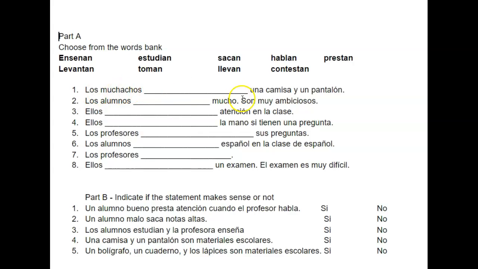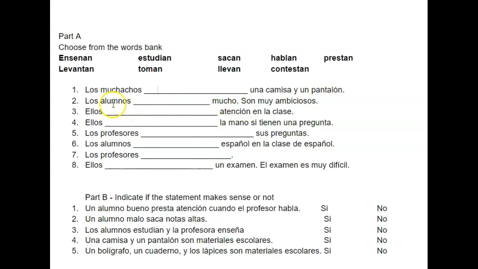So we've got los muchachos, and then we've got una camisa y un pantalón. So we know camisa is shirt, pantalón is pants, so we're going to say wear. We got to choose the verb for wear. And we know it's not enseñan, which means to teach. Estudian, they study. Sacan, like they get. Hablan, they speak. Prestan, they pay attention. Levanta, no, they don't raise. They don't take that. They wear. So this one would be, los muchachos llevan una camisa y un pantalón.